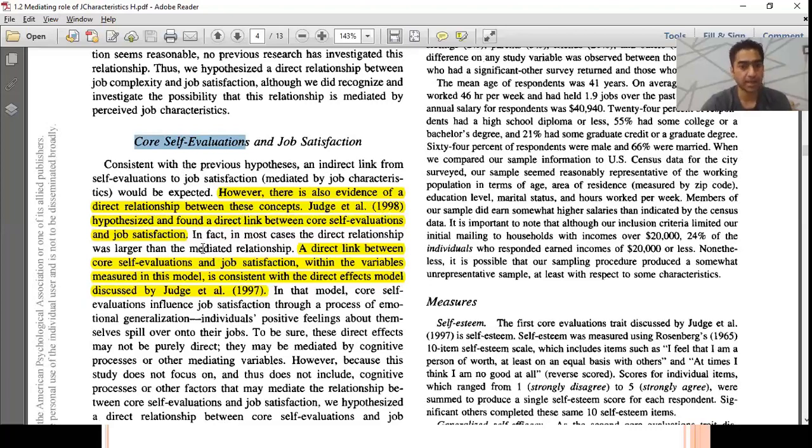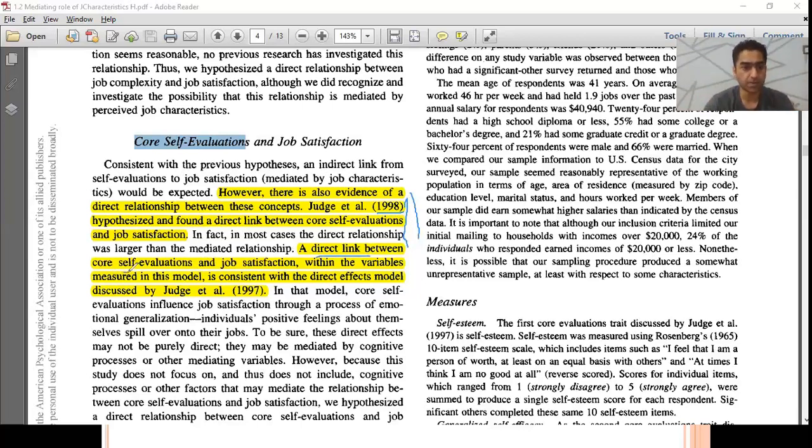Judge in 1998 hypothesized and found a direct link between core self-evaluation and job satisfaction. Students, the point is again very important. The study conducted in 1998 established the link between core self evaluation, the personality, and job satisfaction. The idea is that particular types of personality are going to be satisfied with their job. The paper we are discussing was published in 2000, but the paper he's talking about was published in 1998. So the relationship was already there.